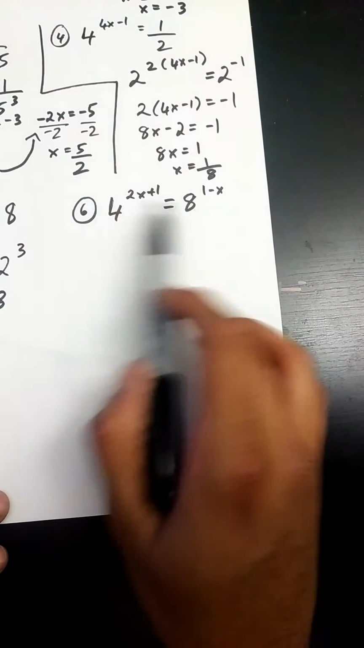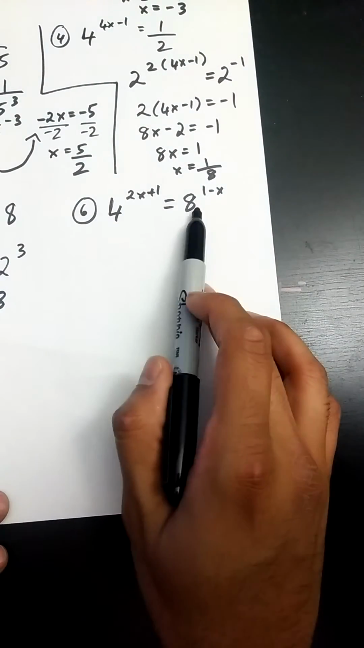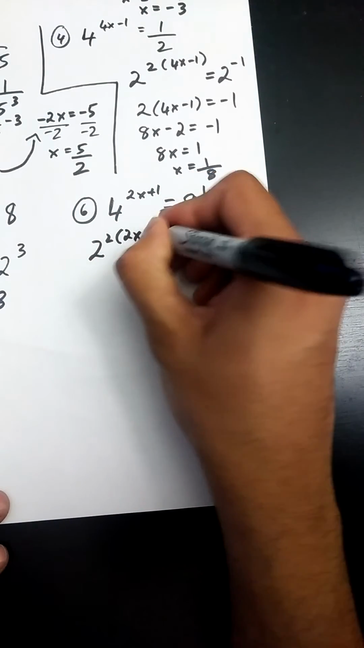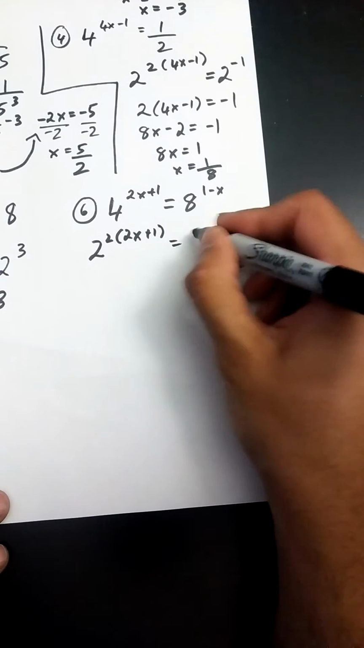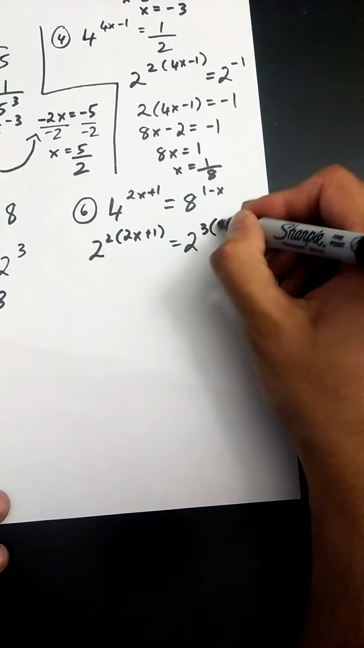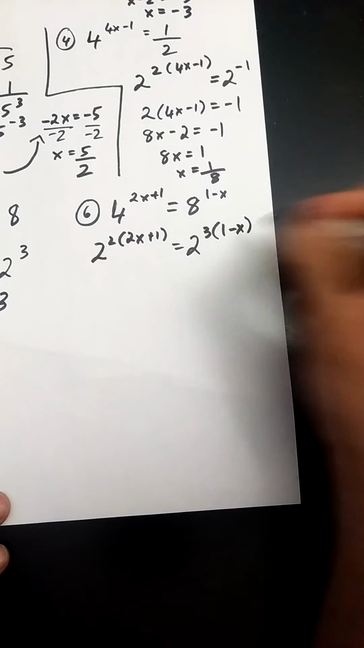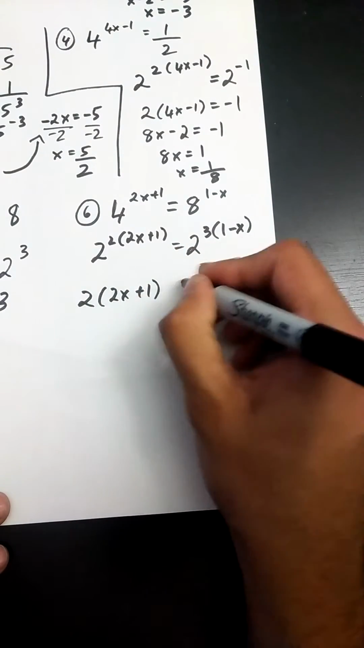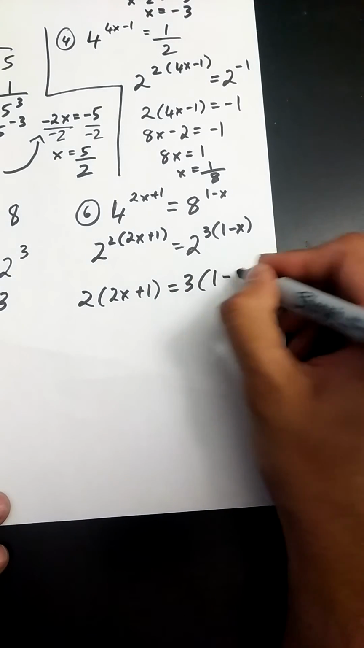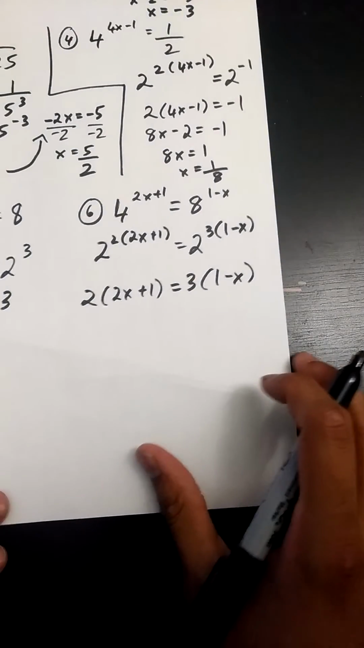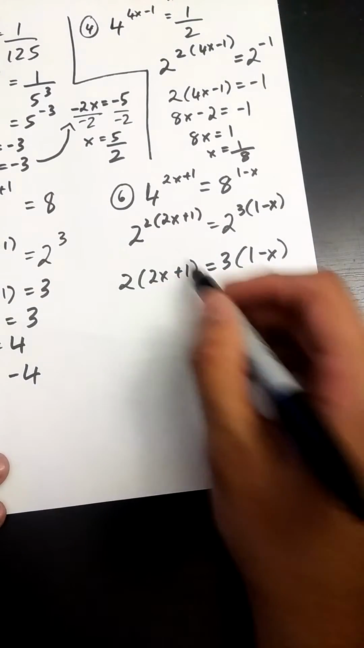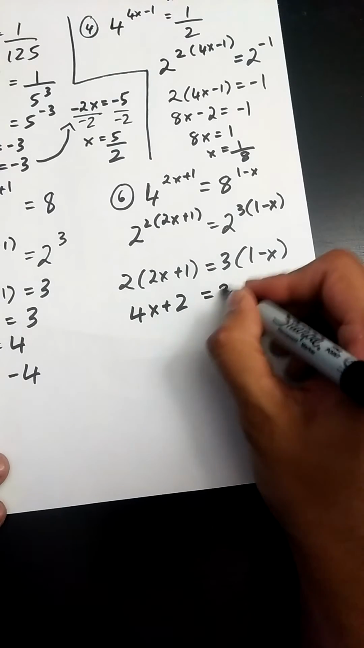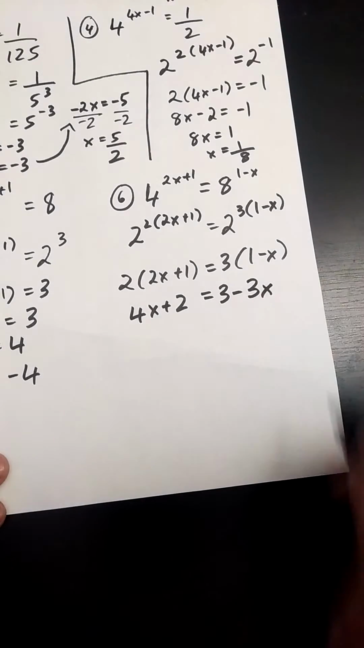Last question, pretty similar concept. My common base here is going to be 2. So I have 2 squared, which is 4. And then I have 2x plus 1 in a bracket. And 2 cubed is 8. I have 1 minus x in a bracket. So I have 2 times 2x plus 1 equals 3 times 1 minus x. Made my exponents equal. I'm going to multiply the numbers into the bracket. So I have 4x plus 2 equals 3 minus 3x.